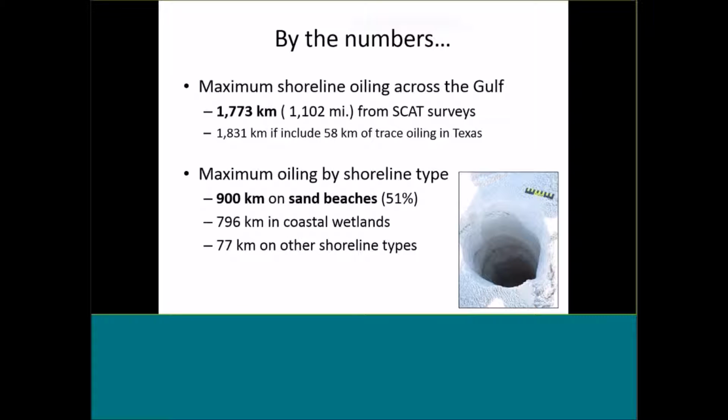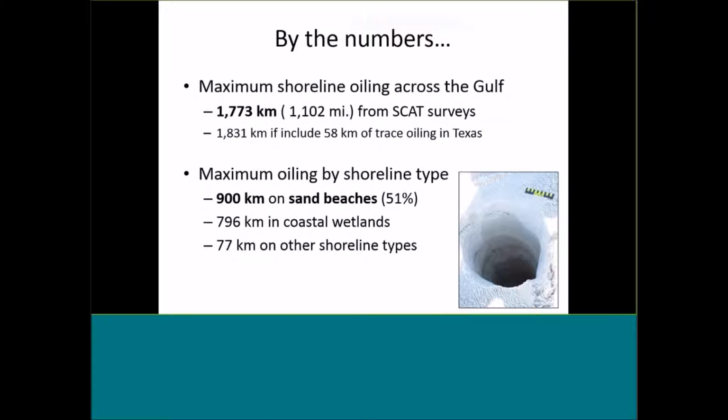So, break it down by shoreline type or shoreline habitat. There were 900 kilometers of sand beaches Gulf-wide oiled. That was about 51% of the maximum oiling overall. Almost 800 kilometers in coastal wetlands, mainly salt marsh, also some mangrove areas, and lower salinity marshes. And then a little bit more than 70 kilometers on some other shoreline types like riprap, seawalls, bulkheads, etc. Again, a picture of some buried oil on a beach. I think that's probably from Pensacola Beach, if I remember.